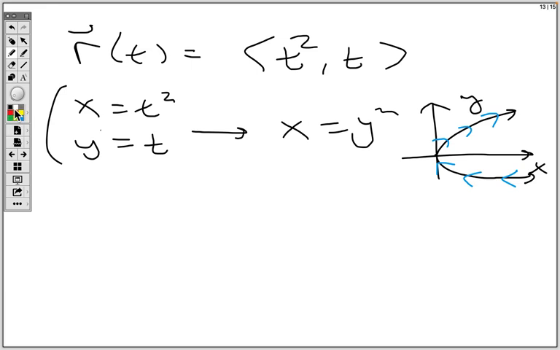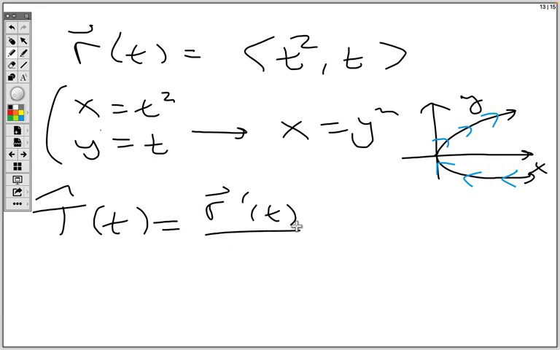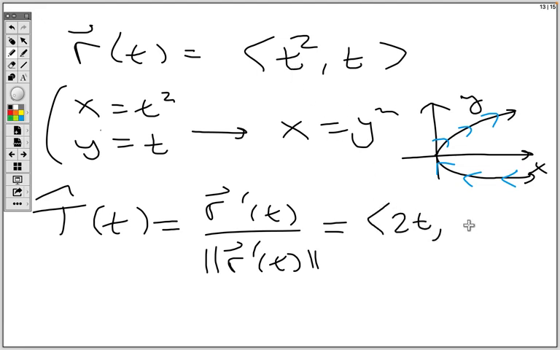All right, so we need to find t hat and n hat, and show they're orthogonal. So once again, what's t hat? T hat is the principal unit tangent vector. So we're going to take r prime of t, which is a tangent vector, and then normalize it. So what is r prime of t? You take the derivative of each component. Derivative of t squared is 2t. Derivative of t is 1. And divided by the magnitude of that.